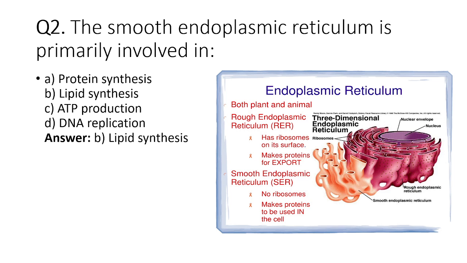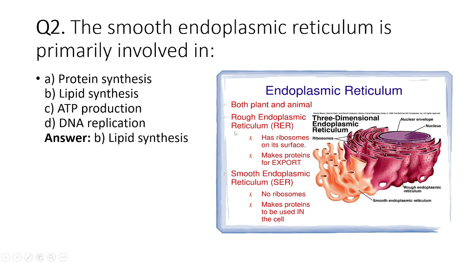Next, the second question. The smooth endoplasmic reticulum is primarily involved in. I repeat, the smooth endoplasmic reticulum is primarily involved in. The options are A. Protein synthesis, B. Lipid synthesis, C. ATP production, and D. DNA replication. The correct answer is B. Lipid synthesis.